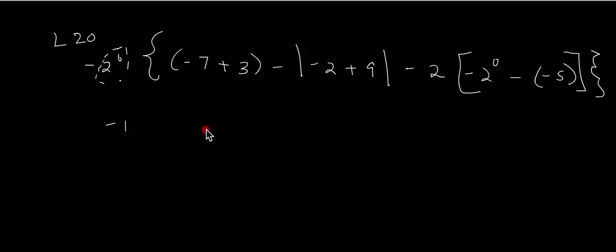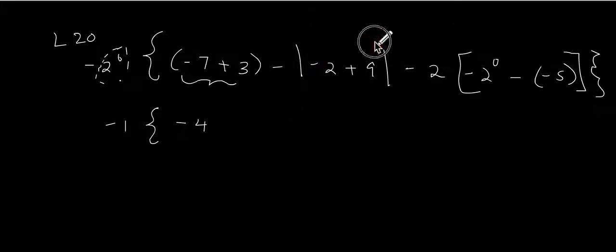Okay, so once you do that, then we're going to start working inside out. So we're going to do inside of parentheses. So this is going to be negative 4, these two. Okay, I don't need the parentheses anymore because I did what's inside of it.